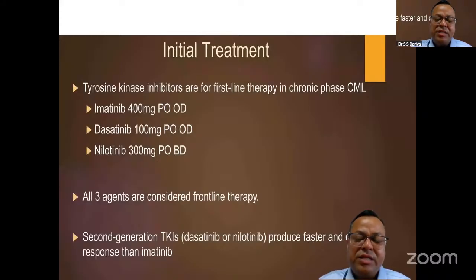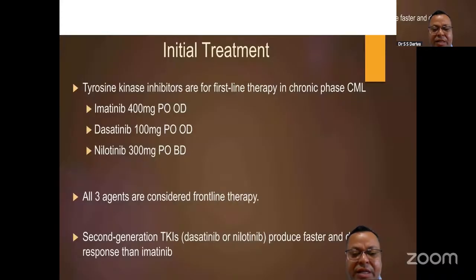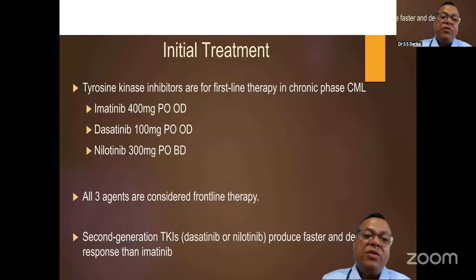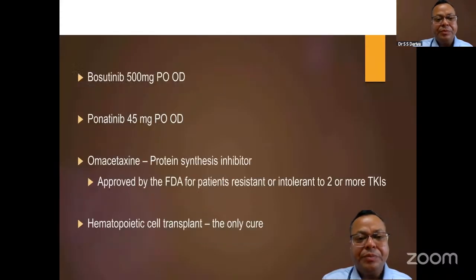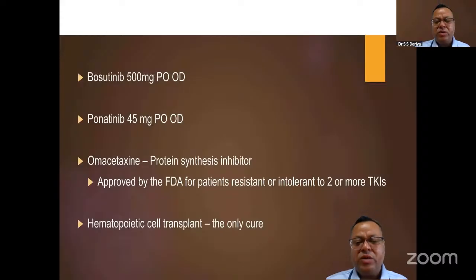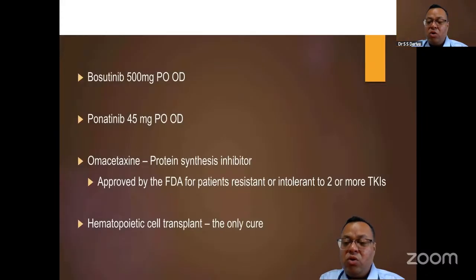All three agents should be considered as frontline therapy. The second generation TKIs are dasatinib or nilotinib. They produce faster and deeper response than the first, Gleevec, imatinib. Then bosutinib, ponatinib. A newer drug, which is a protein synthesis inhibitor, approved by the US FDA for patients who are resistant or intolerant to 2 or more TKIs.